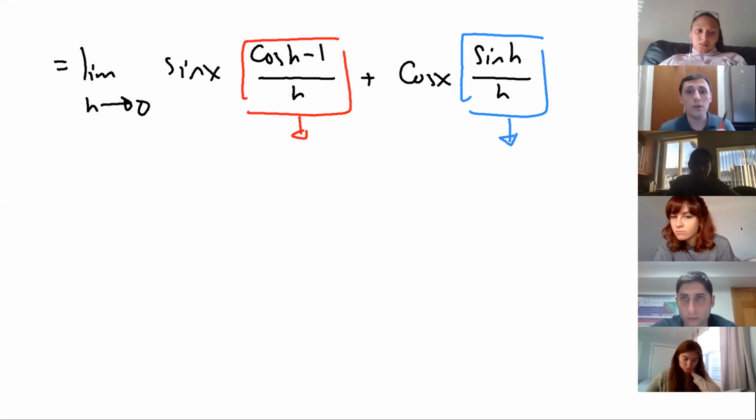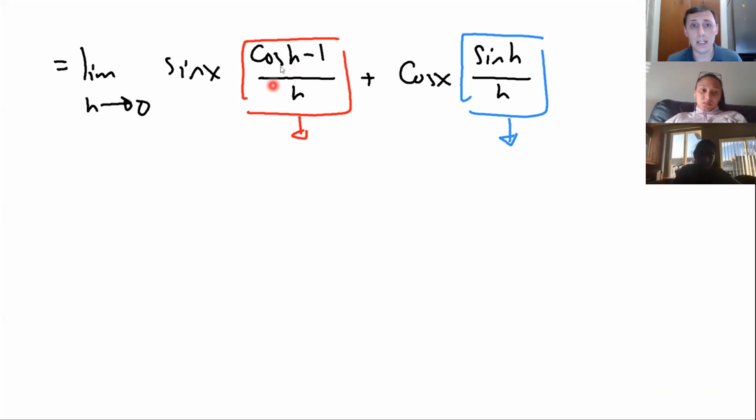Clear? So what is the destination here? What is this trying to figure out? What is this trying to figure out? Any ideas?